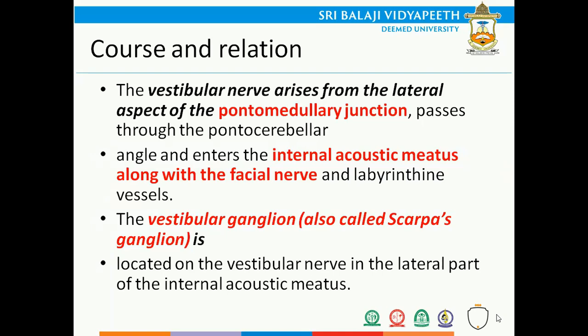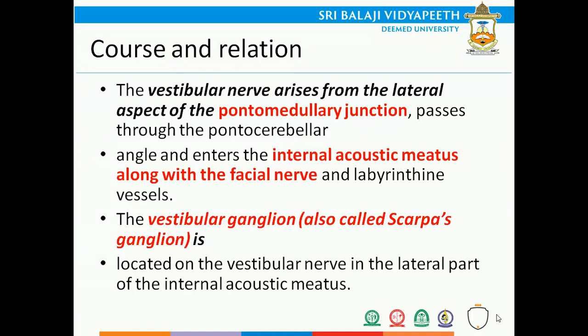The vestibular nerve arises from the lateral aspect of the pontomedullary junction, passes through the pontocerebellar angle, and enters the internal acoustic meatus. So the vestibular nucleus is located in the lateral aspect of the brainstem, exactly at the junction of the pons and the medulla. That area we call the pontomedullary junction. It then enters a foramen called the internal acoustic meatus along with the facial nerve, and then it enters along with the labyrinthine vessels into the inner ear.